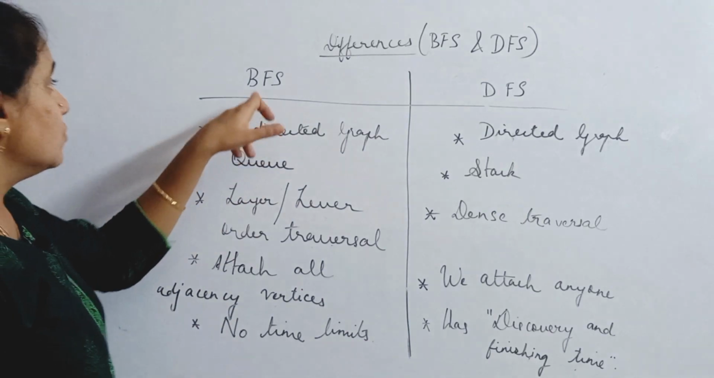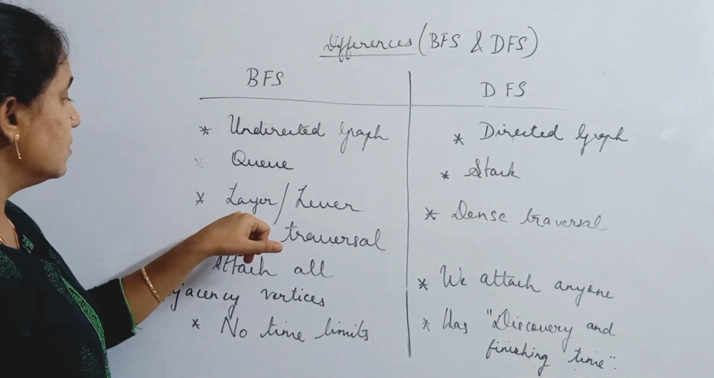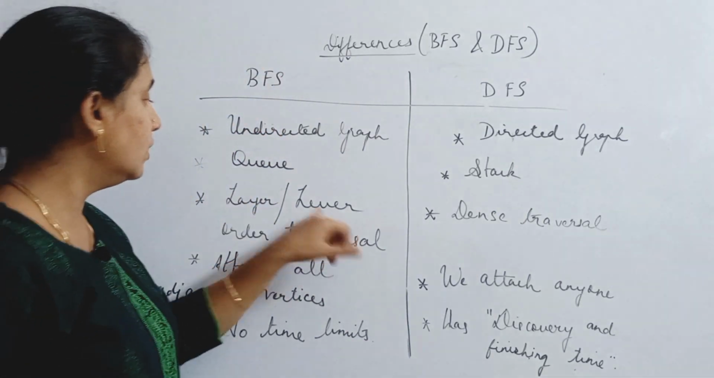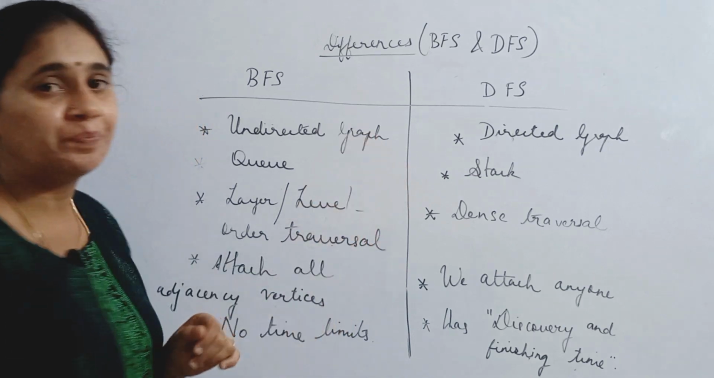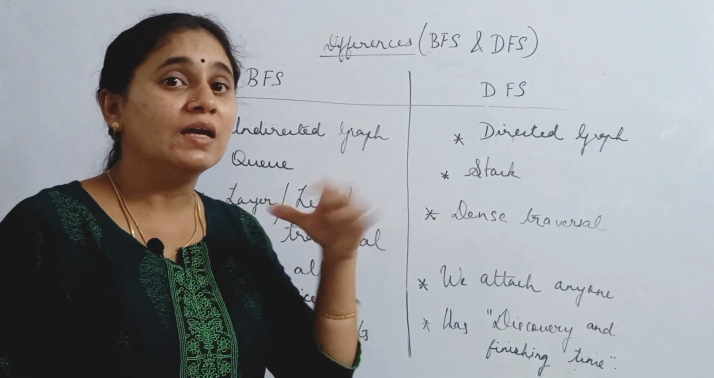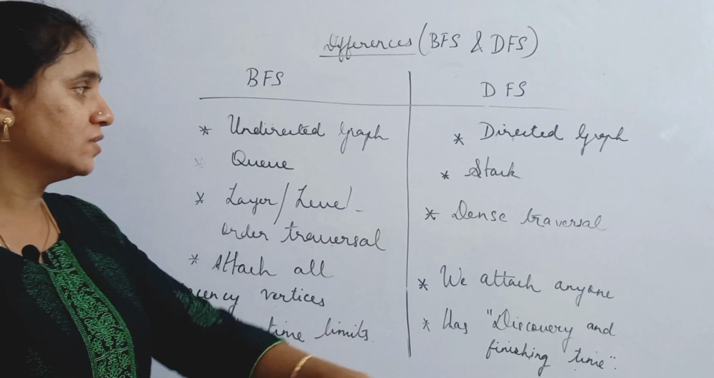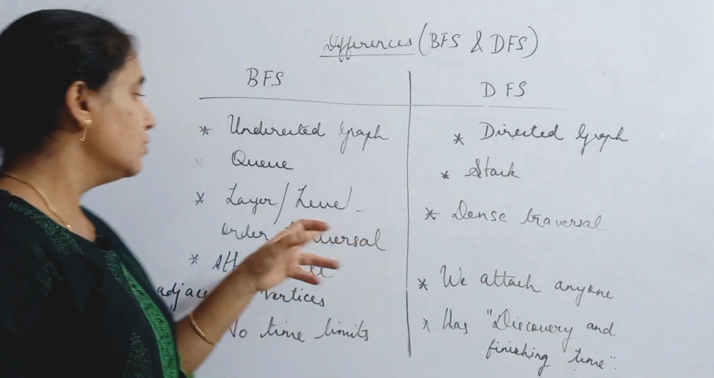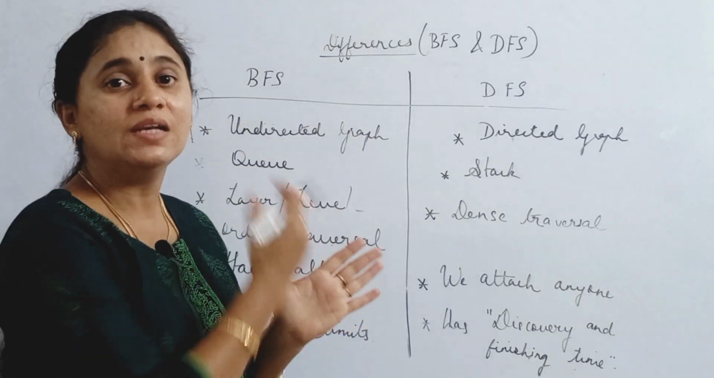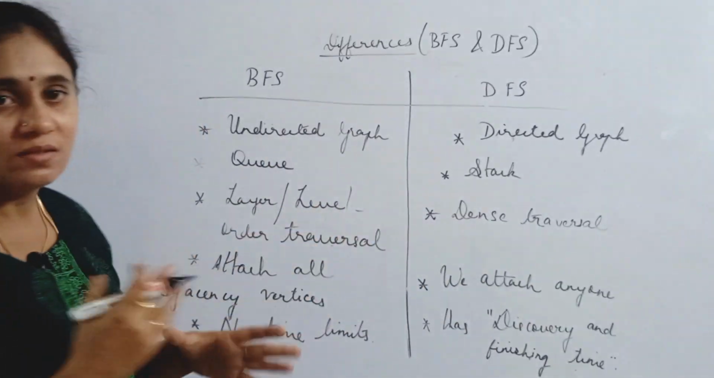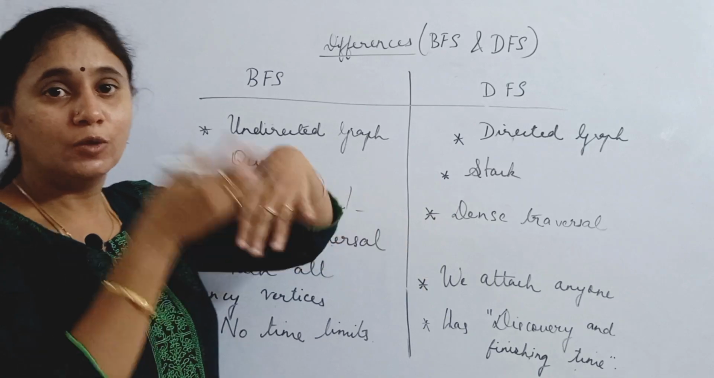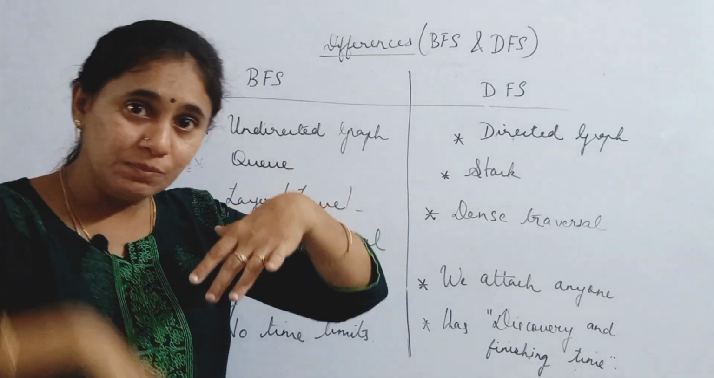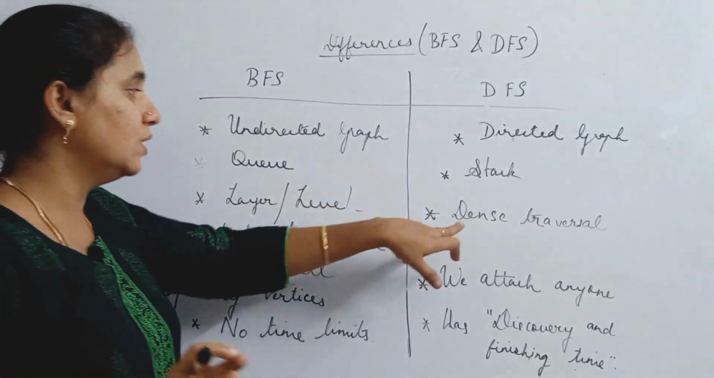Now, another name for BFS is layer order traversal or level order traversal. DFS is used for deep traversal. The meaning is that in BFS we travel level by level for inserting the elements, while in DFS we move in depth, deeper, for inserting the elements. That is the difference.